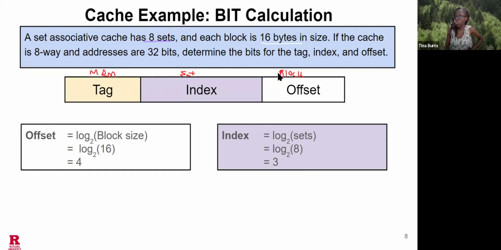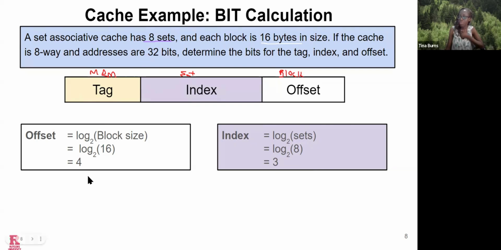I have a total of 16 bytes for my blocks. That's the measurement, or the unit, for our blocks: bytes. Sets are the units for our index. And now we have an offset and we have our index. What we have left is the tag.